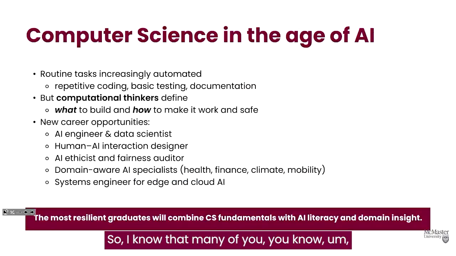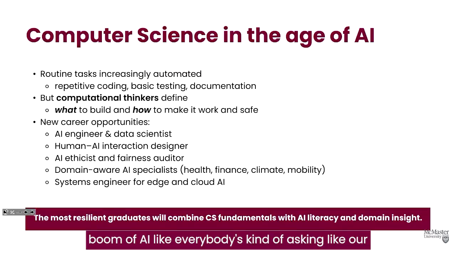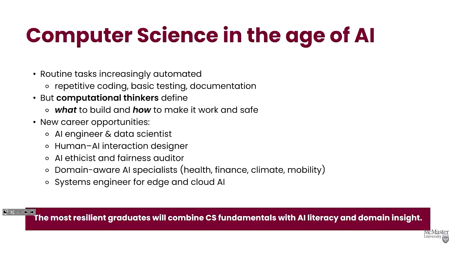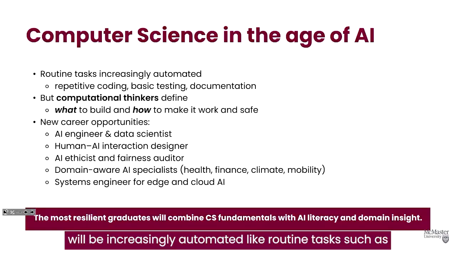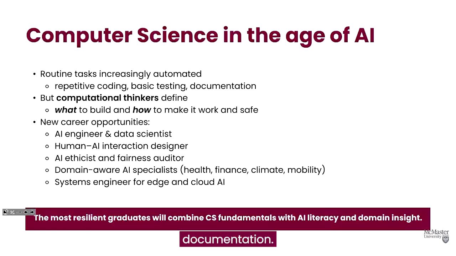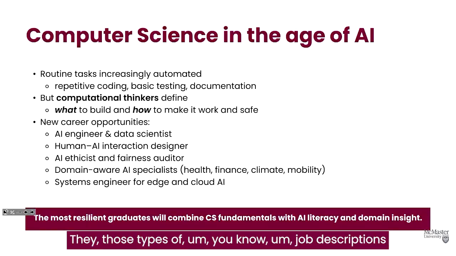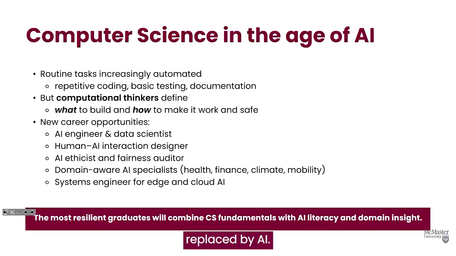So I know that many of you have some kind of anxiety about the job prospects of computer science graduates with this boom of AI. Everybody's asking, are our jobs going to be automated away? To be frank, yes, it is true that to some extent routine tasks will be increasingly automated, such as repetitive programming or coding, basic testing or documentation. Those types of job descriptions will be fewer and fewer, and they tend to be replaced by AI.